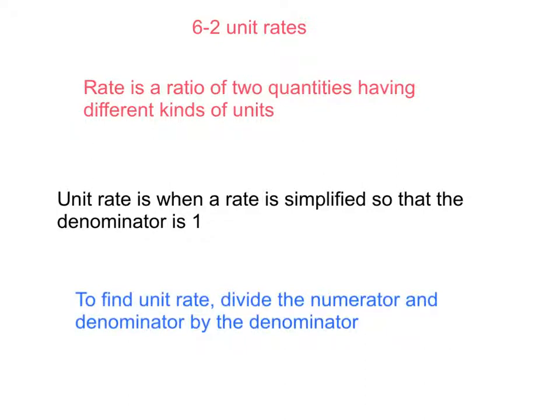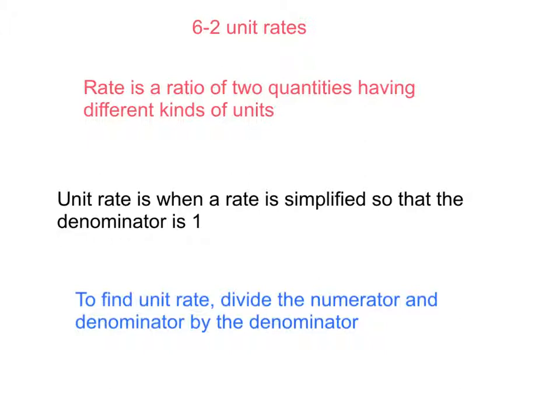Lesson 6-2, unit rates. A rate is a ratio of two quantities having different kinds of units. This is what we previously found in lesson 1 when you were doing rates. We briefly talked about converting them so that they have the same units, which we're going to talk a little bit more about in lesson 3. But in this particular unit, we're talking about unit rate.